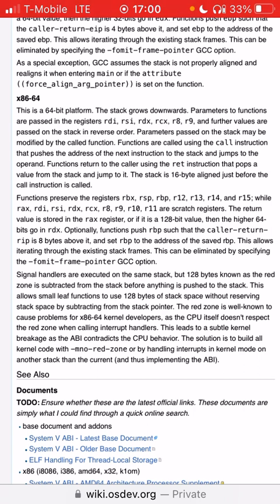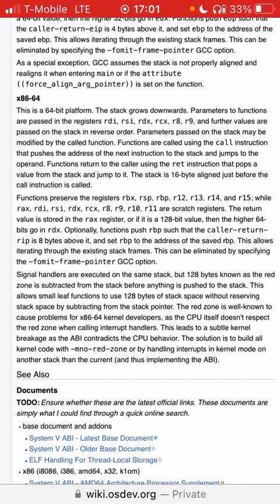Signal handlers are executed on the same stack, but 128 bytes known as the red zone is subtracted from the stack before anything is pushed to the stack. This allows small leaf functions to use 128 bytes of stack space without reserving stack space by subtracting from the stack pointer.